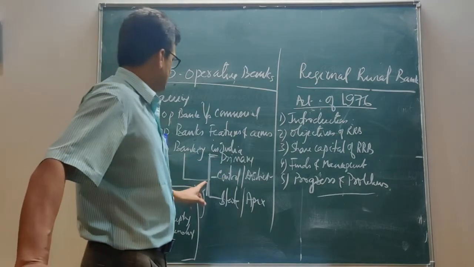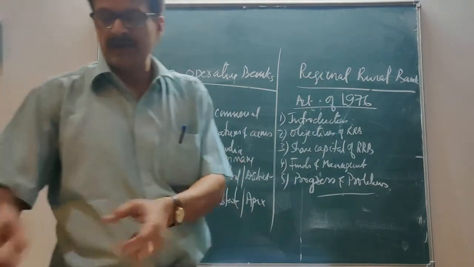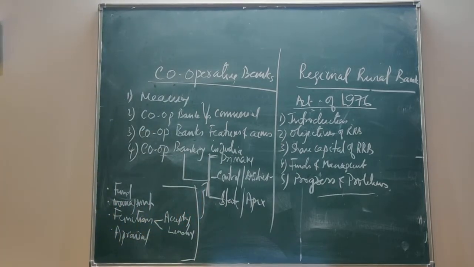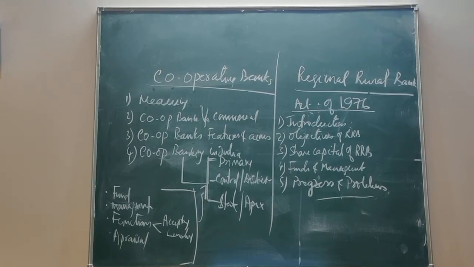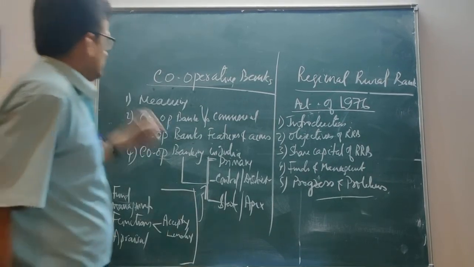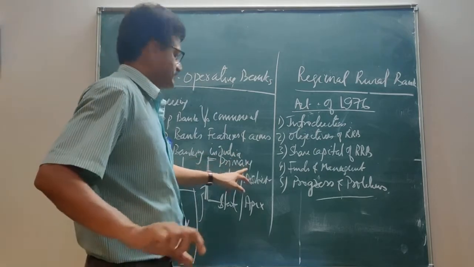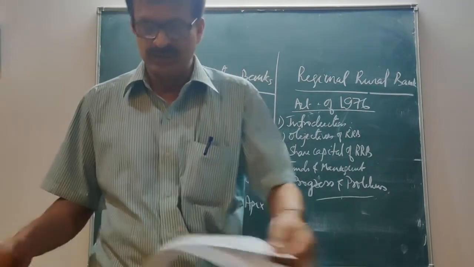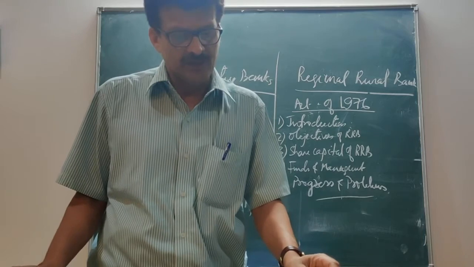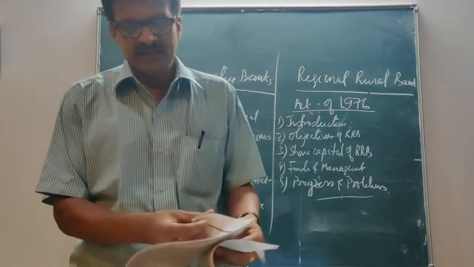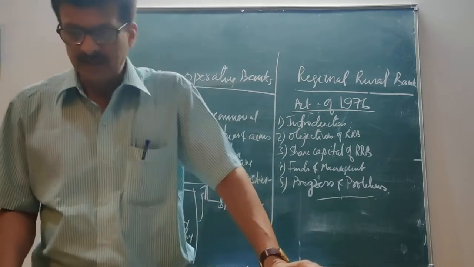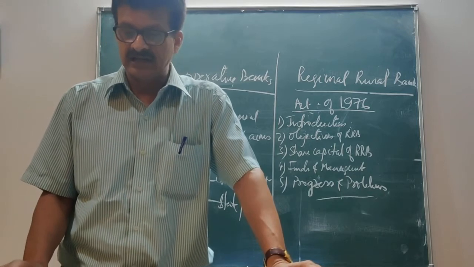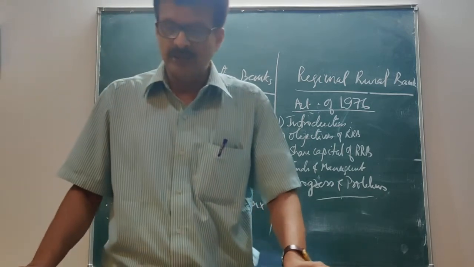The cooperative banking structure in India is primary cooperative bank, then district or central bank. It can also be called agricultural cooperative bank or primary agricultural cooperative bank. Primary credit societies, right? It may be either a rural credit society or an agricultural credit society. We call it the cooperative banking structure in India.